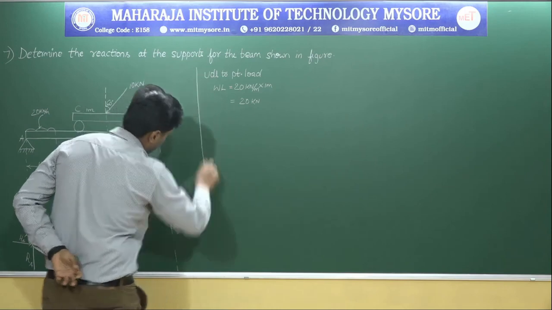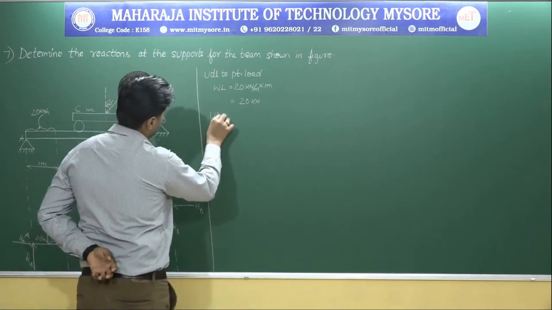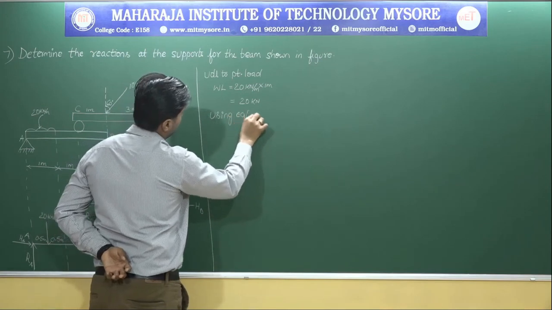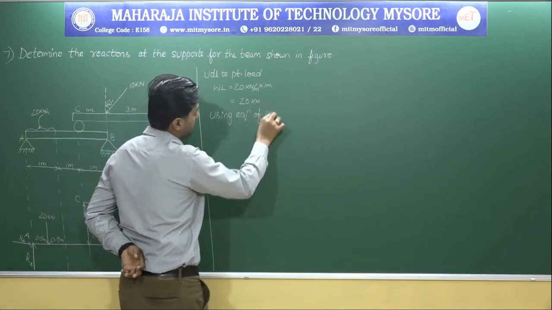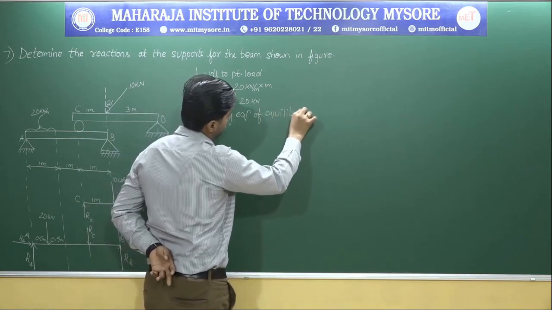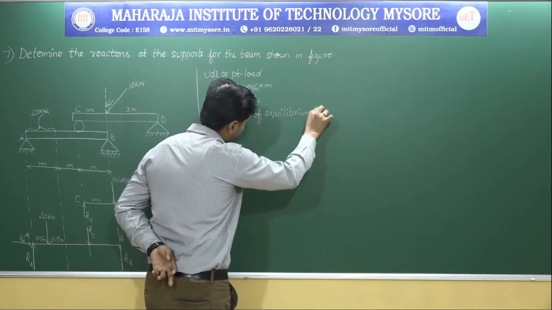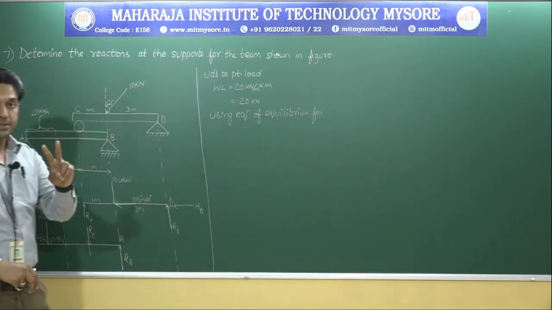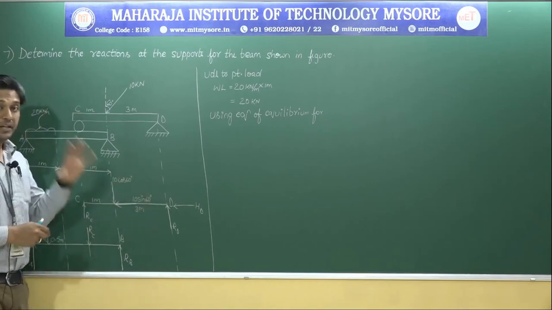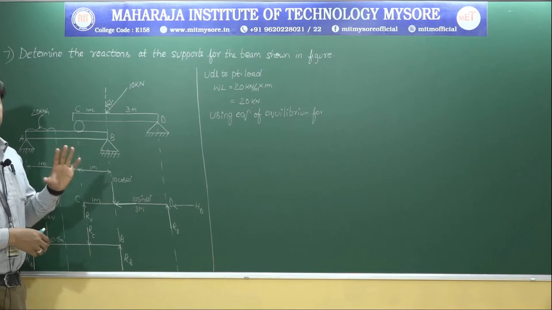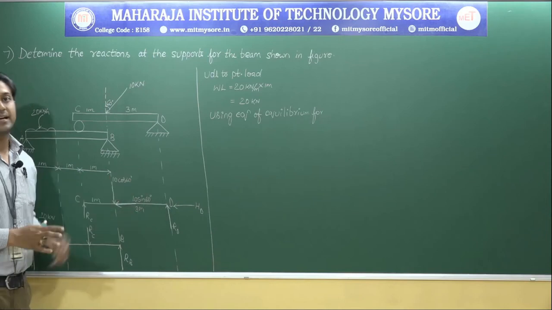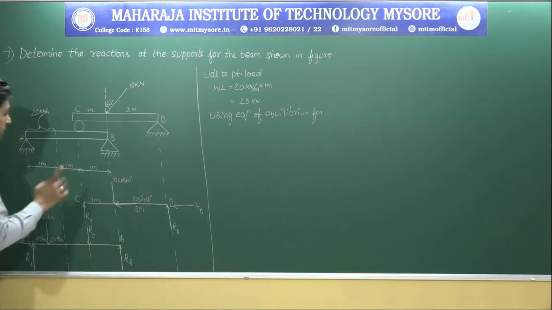So now, using equations of equilibrium, the thing is, you are having two beams. So one is AB and one more is CD. So which particular beam shall I consider first? Which particular beam is having less unknowns? Consider that first. So now let me take CD.